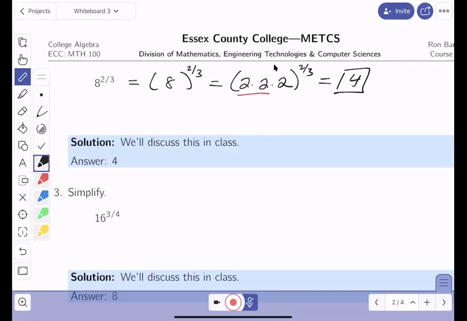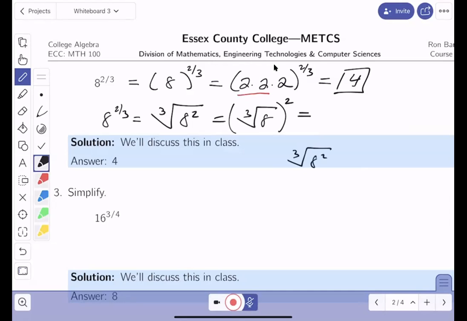Right? There's a variety of ways to write this down with radical notation. And let me go through that with you. For one thing, I could write down it's the cube root of 8 squared, or I could write down it's the cube root of 8 quantity squared. All right, they're both the same. For example, the first one, the cube root of 8 squared, is the cube root of 64, and the cube root of 64 is 4.